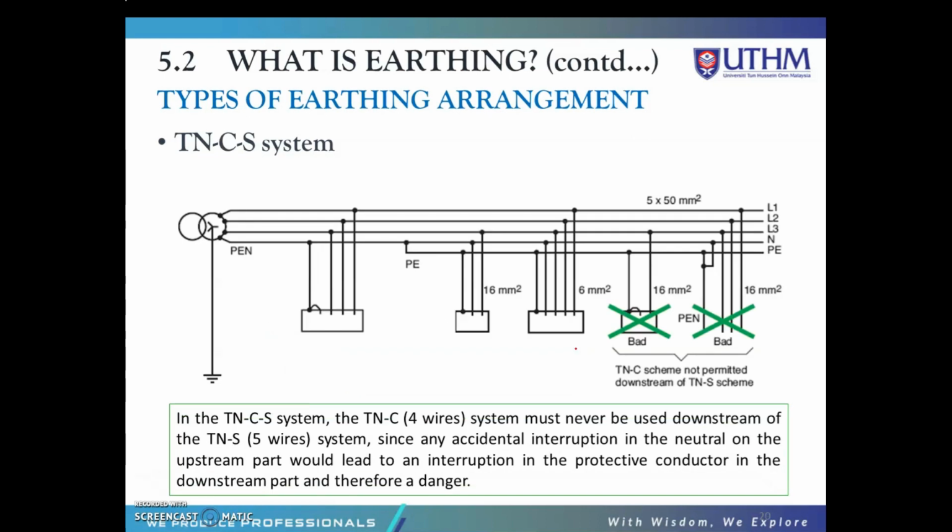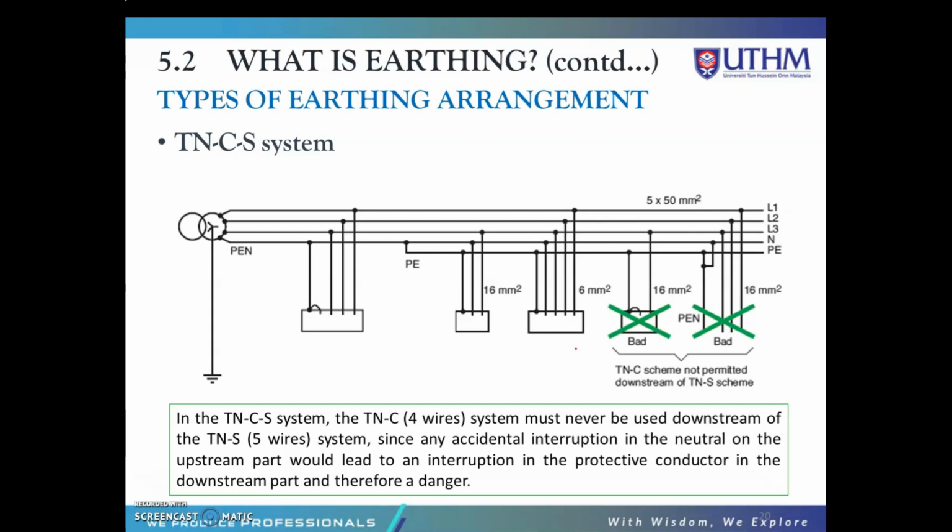And then we have the TN-C-S system, which is a combined and separate system. In the TN-C-S system, the TN-C 4-wire system must never be used downstream of the TN-S 5-wire system, since any accidental interruption in the neutral on the upstream part would lead to an interruption in the protective conductor in the downstream part and therefore a danger.